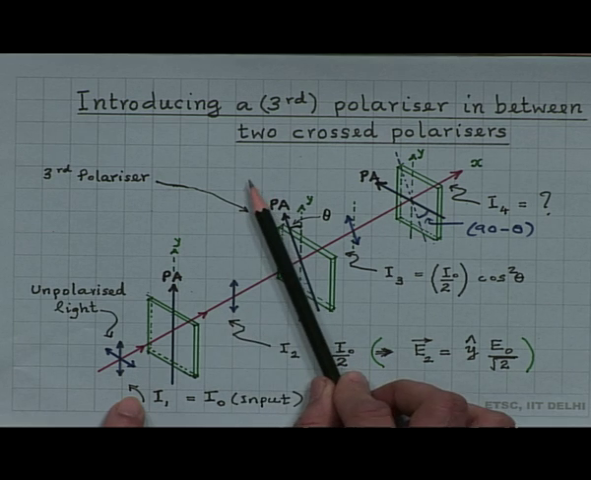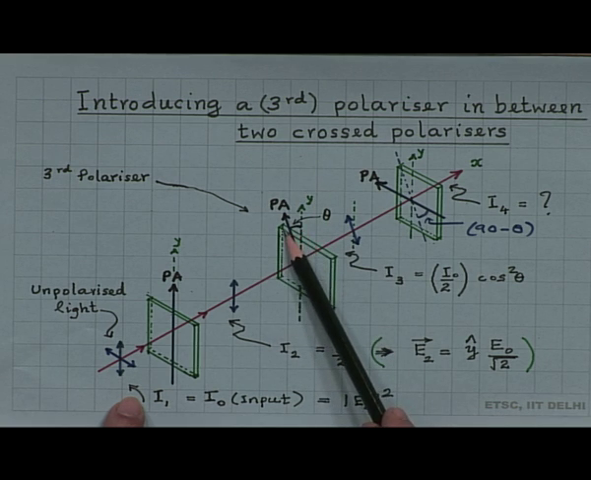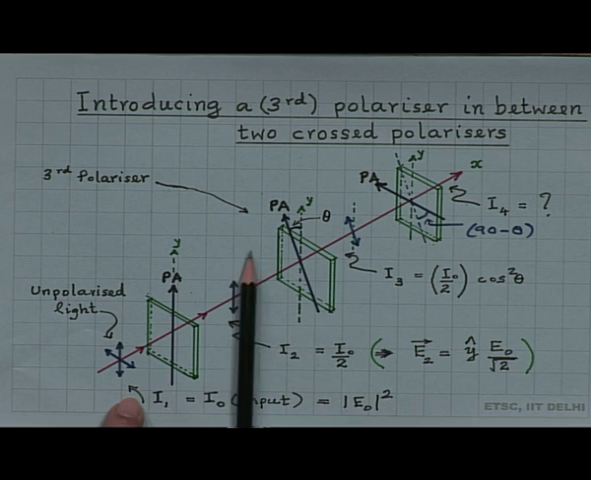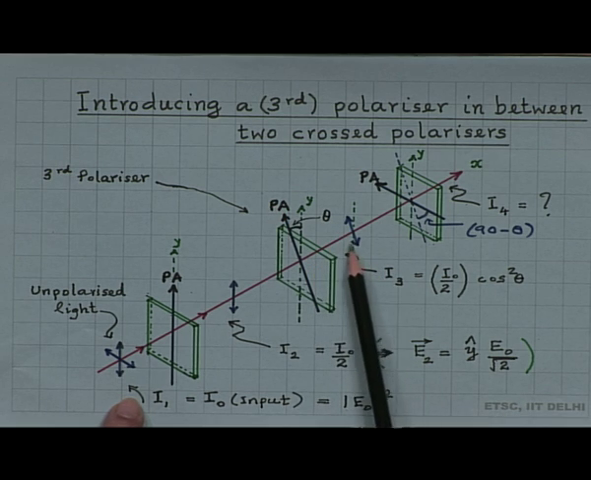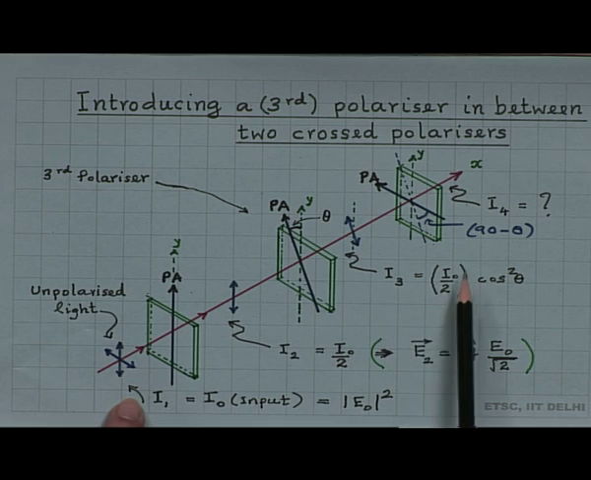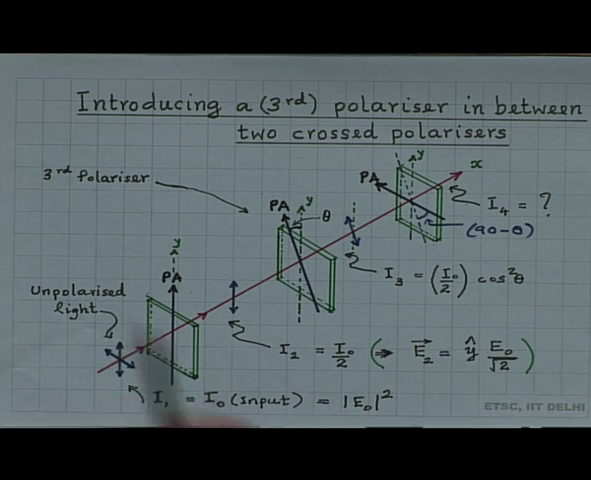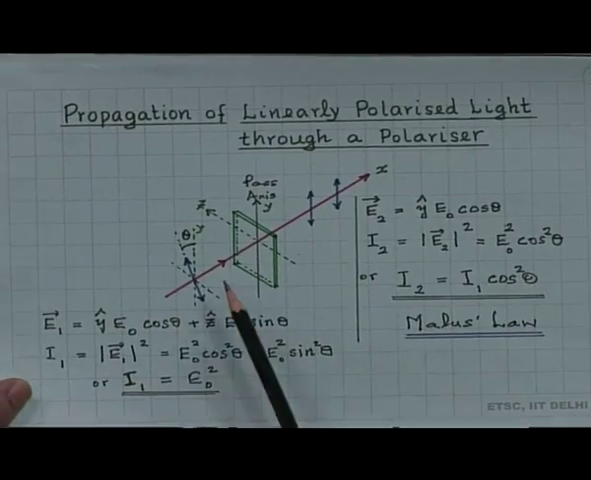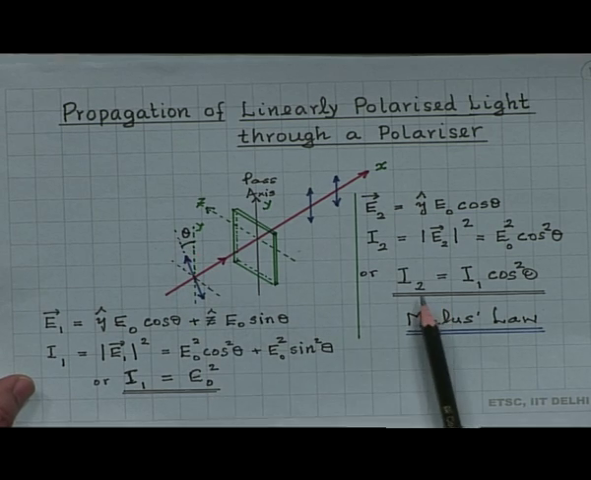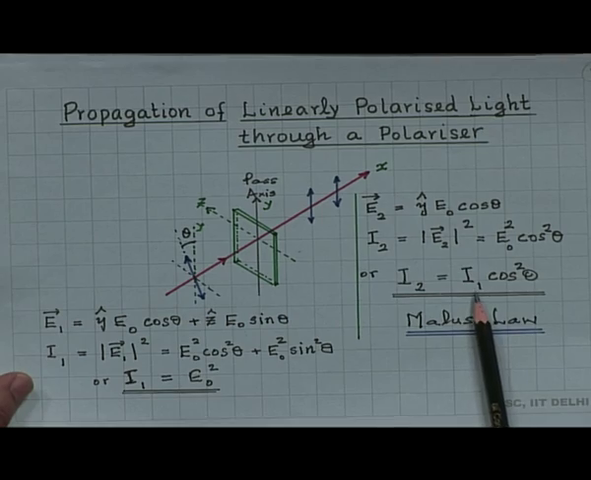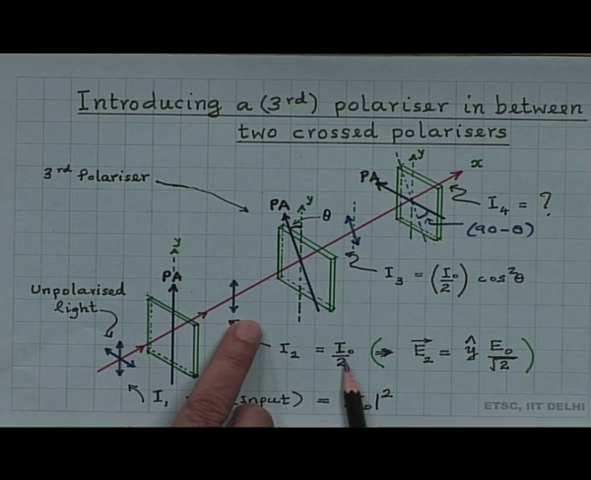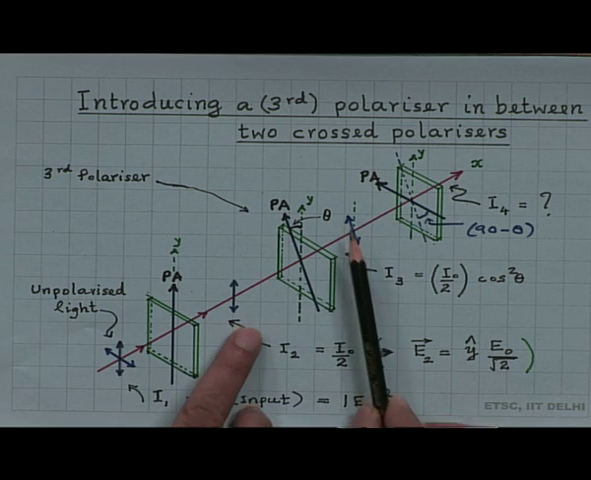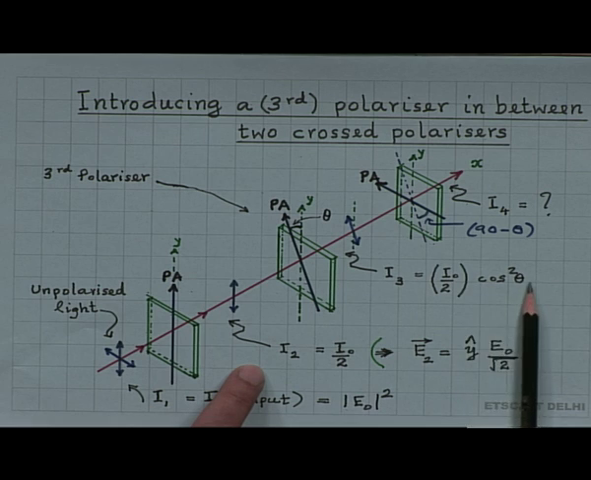If this passes through a polarizer which makes an angle theta with the plane of polarization, which is here y, and therefore, there is an angle theta. Therefore, the intensity here must be I 3 equal to I 0 by 2, the input intensity, into cos square theta. That is the Malus law. The Malus law says that if the angle is theta, then the intensity will be I 1 cos square theta, and the same thing we apply here. Here the intensity is I 0 by 2. Therefore, the intensity here is I 0 by 2 into cos square theta.